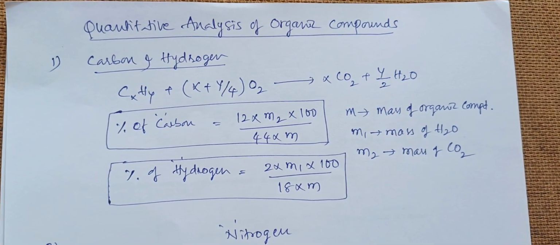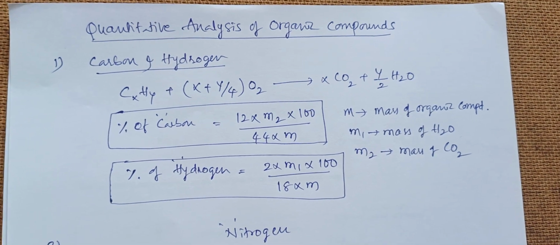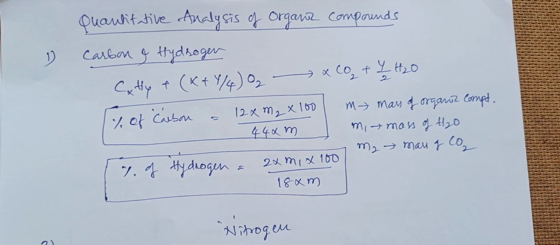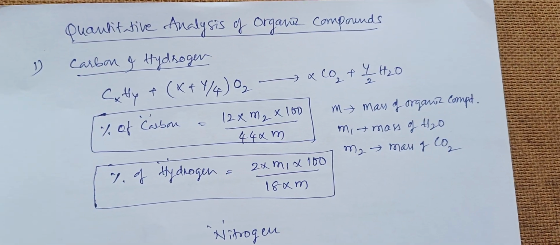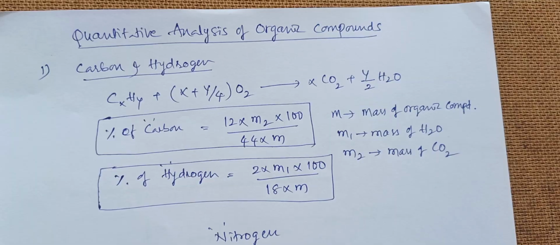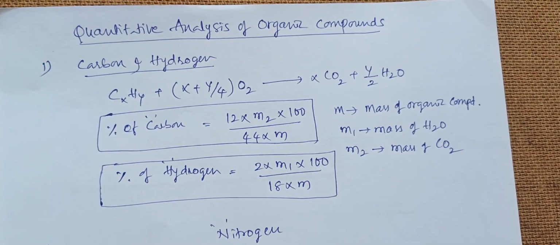Here, simply, what you have to do is analyze the percentage of carbon, or percentage of hydrogen, or percentage of nitrogen, like that, sulfur, halogen or phosphorus. This is a very important topic. You will surely get one question from this.